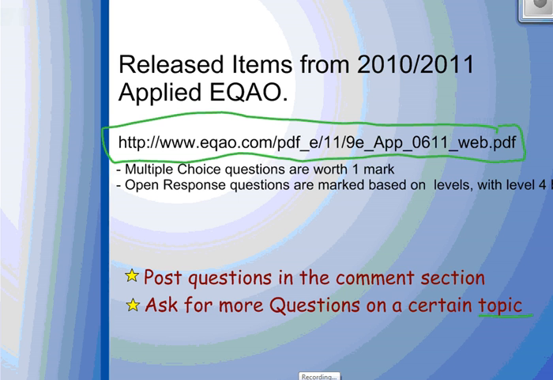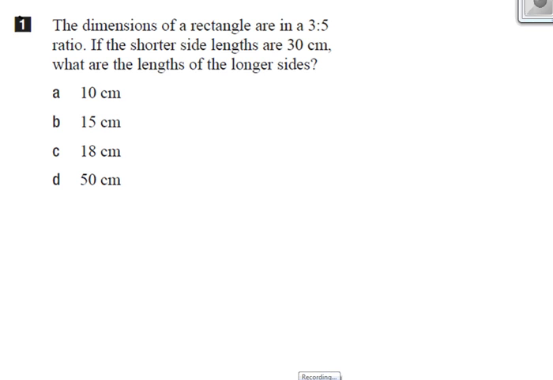Okay, let's look together now at the first question. It says the dimensions of a rectangle are in a 3 compared to 5 ratio. If the shorter side lengths are 30 centimeters, what are the lengths of the longer sides?